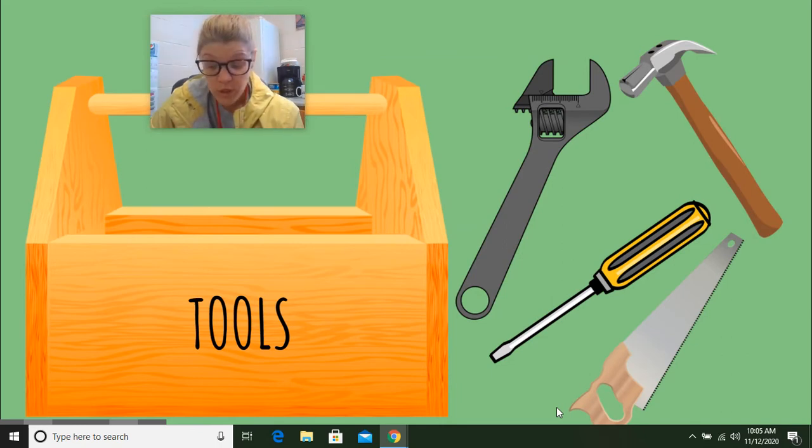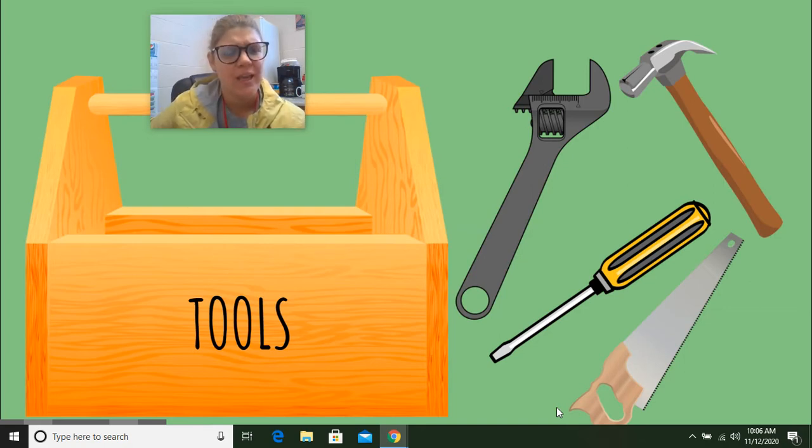But what do we use the tools for? What do you use a regular hammer, wrench, saw, or screwdriver for? Well, we use these tools to help us fix things, right? Or to build something new, to either fix or build something new. That's why we use regular tools.